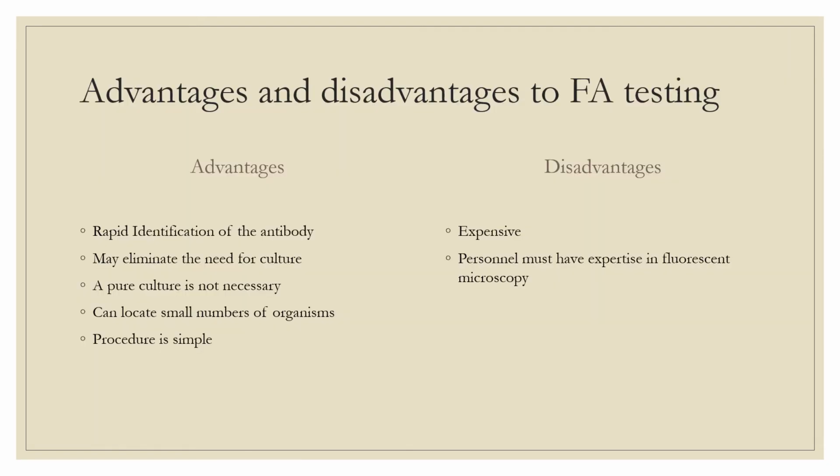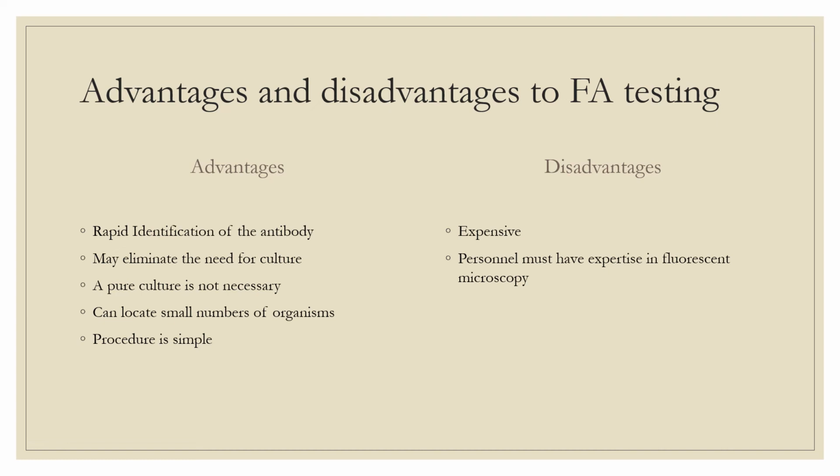There are definitely advantages and disadvantages to fluorescent antibody testing. Some advantages are that it's a very rapid method for identifying antibody. It may eliminate the need for culturing things like gonorrhea and chlamydia. A pure culture is not necessary. You can locate even small numbers of organisms because the procedure is very simple and very, very sensitive.